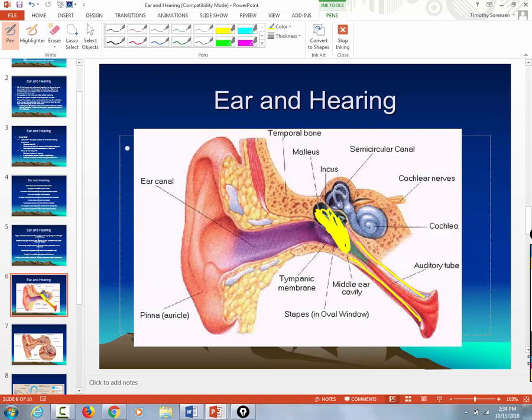That's why kids under the age of 5 routinely develop middle ear infections. As an adult, you should not be developing ear infections. If you are, then there's something going on. All right?